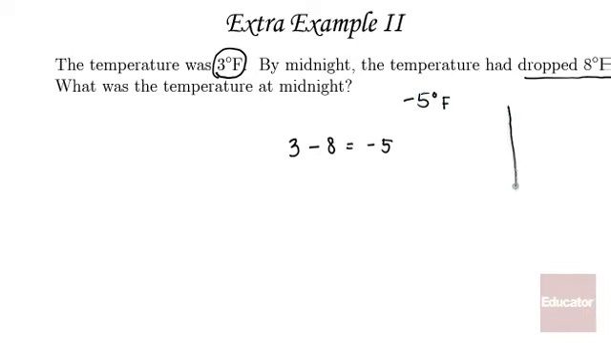Let's look at this using a thermometer. If you have 0 degrees here, and we start out at 3 degrees, it says that the temperature dropped 8 degrees Fahrenheit. So we have negative 1, negative 2, negative 3, negative 4, negative 5, negative 6. So we're starting out at positive 3. Now let's drop the temperature 8 degrees. 1, 2, 3, 4, 5, 6, 7, 8. So we end up at negative 5. So the temperature is negative 5 degrees.